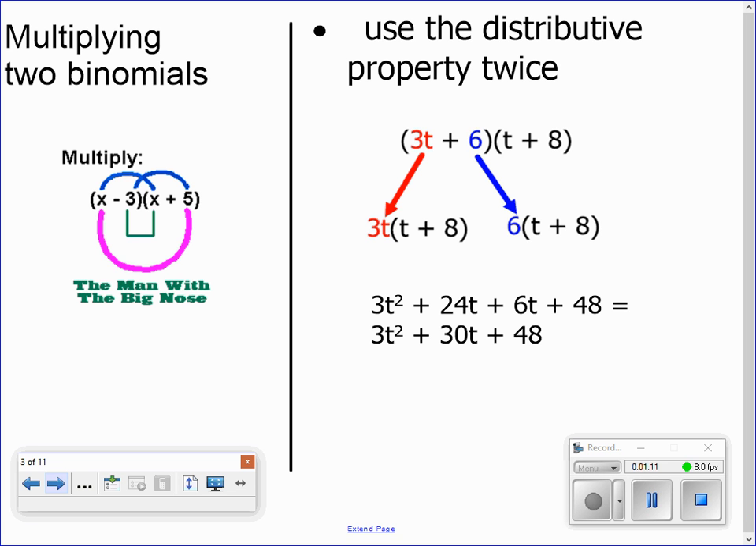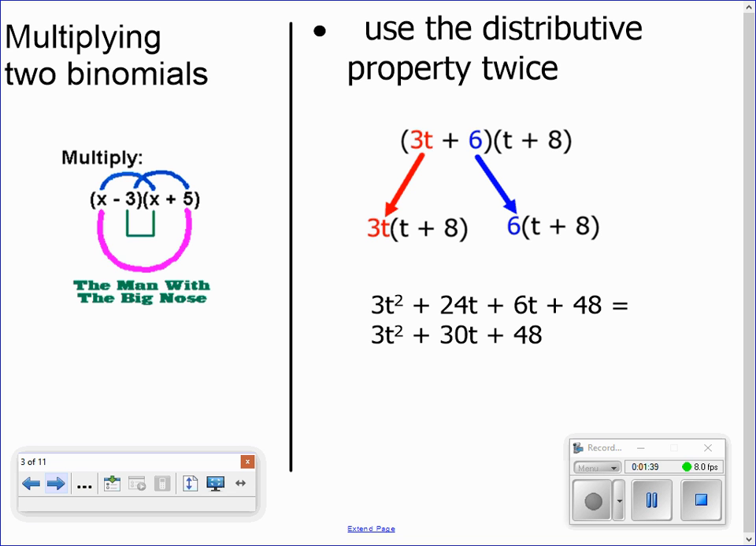Distribute that across, so we end up with 3t squared plus 24t for the first one. For the second one, we end up with 6t plus 48, and then we combine like terms. 24t and 6t are like terms because they have the same variable to the same power. And when you combine those, you end up with 30t. And so our simplified trinomial now is 3t squared plus 30t plus 48.